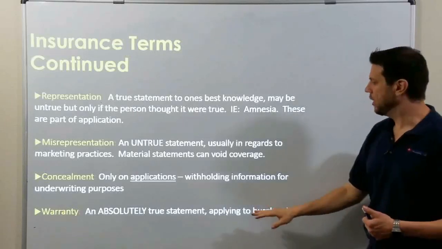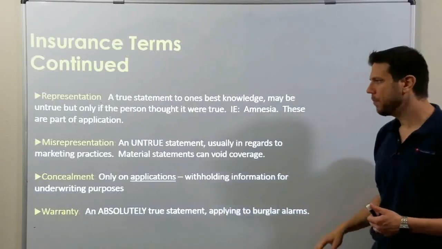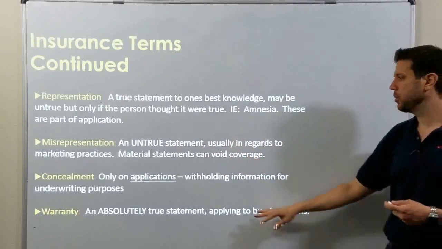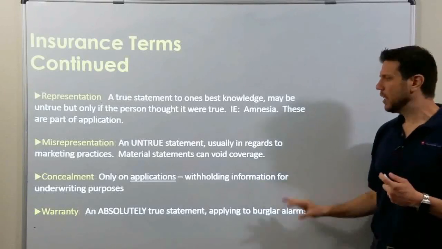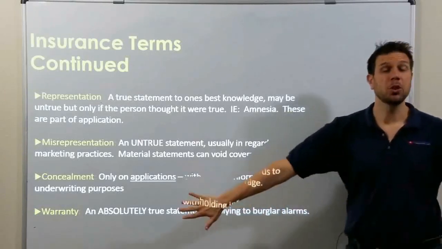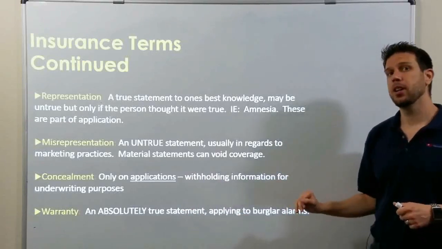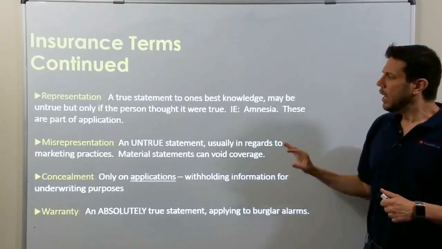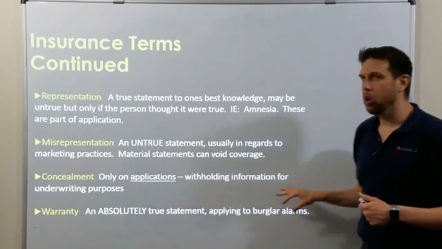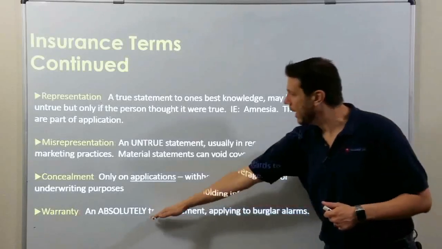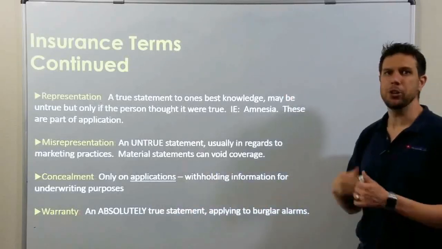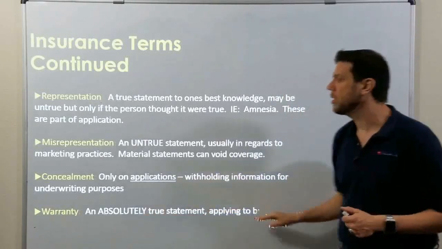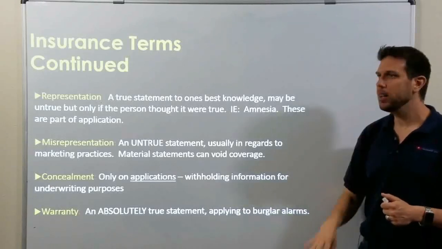An example of a warranty would be saying that you have a burglar alarm. That is going to be a guaranteed to be true statement, and you can get a discount on your homeowner's policy. So let's say you get the discount for the burglar alarm, everything's cool. Then next year, you cancel your burglar alarm and you uninstall it. You have now breached that warranty. You first told them, hey, I have a burglar alarm. Then later on, you removed the burglar alarm, but never told the insurance company. A breach of warranty can also void coverage as well.